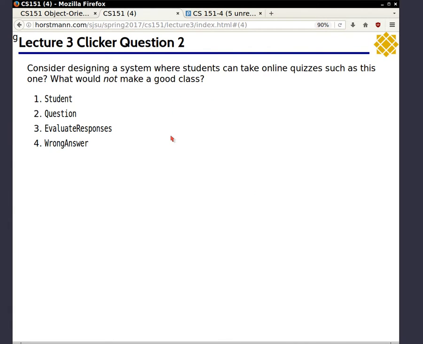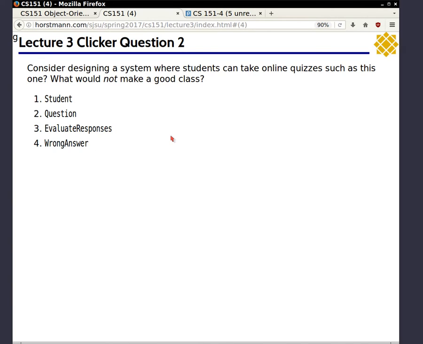Okay, I'm on a roll here. So clearly, student seems like a great class in this context, right? We model students, no question there. Question, the same thing. No one thought that was a bad example. I would vote for 3 as by far and away the worst of them. Why? It's not even a noun.